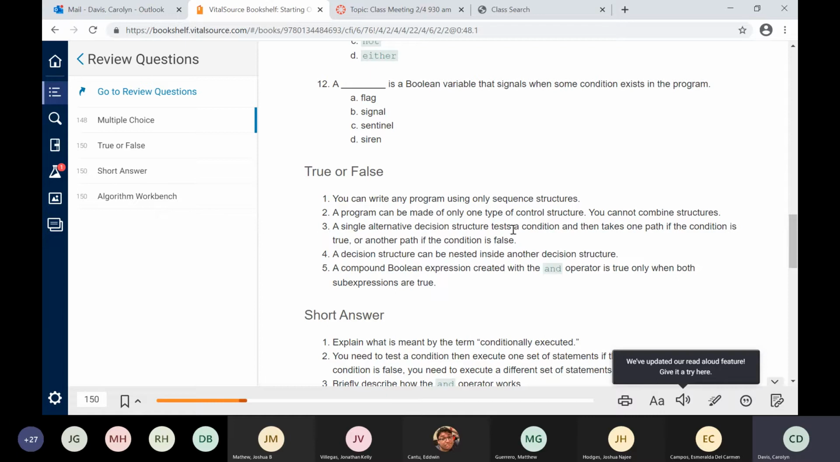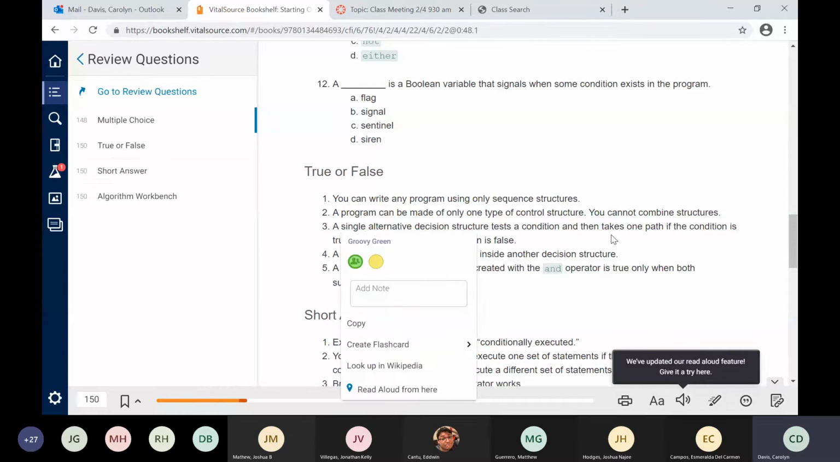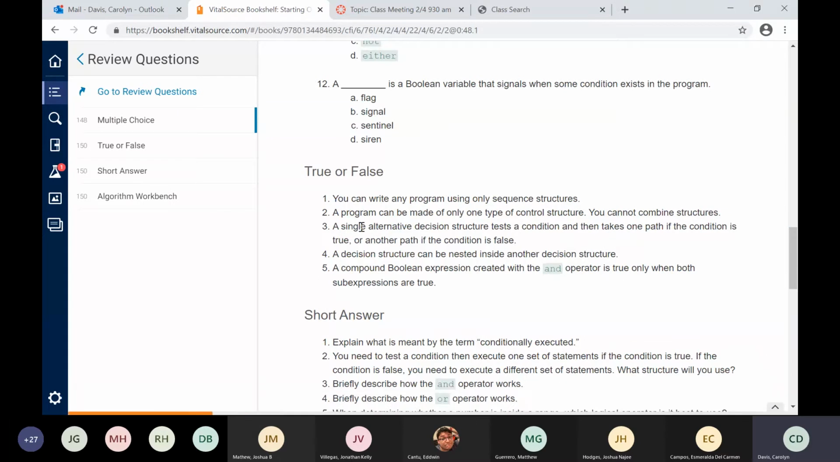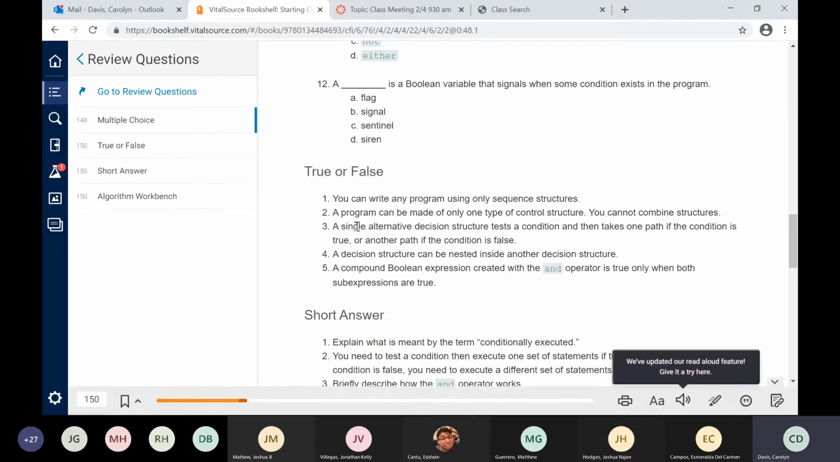A single alternative decision structure tests a condition and then takes one path if the condition is true or another path if the condition is false. False. This is false because he says single alternative decision, and there's two decisions here, so this would have to be the dual alternative decision. Read the question carefully. Tests a condition and then takes one path if it's true or another if it's false. That can't be single, because there's two paths there.